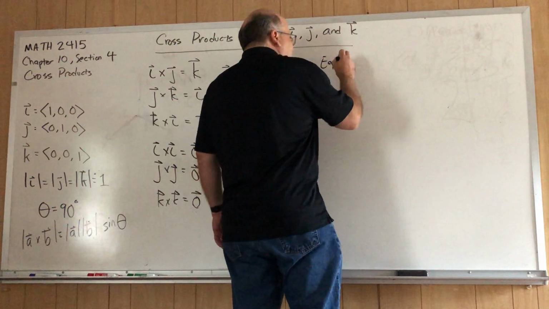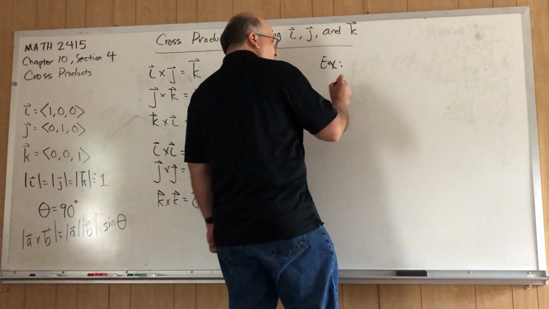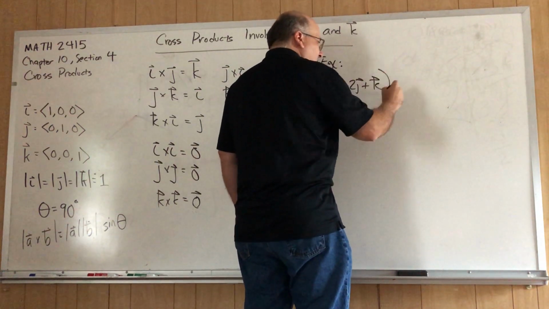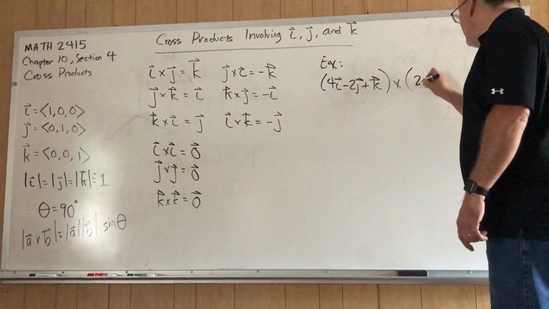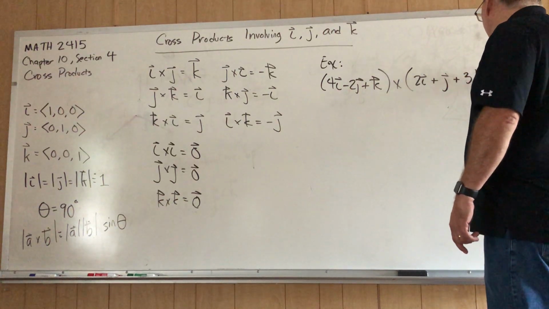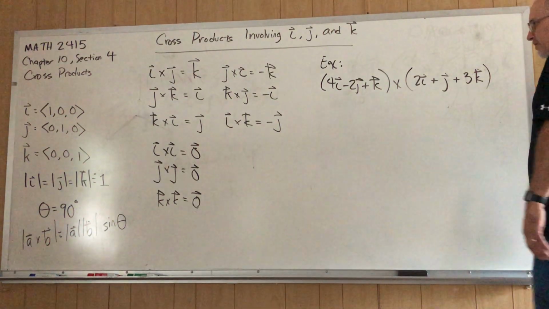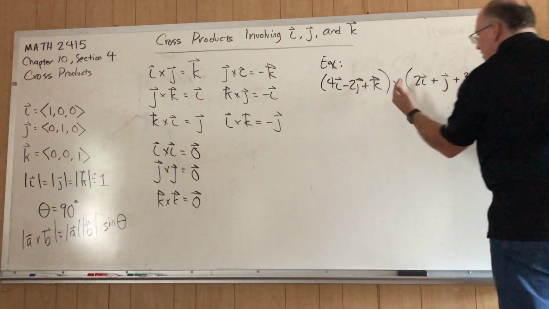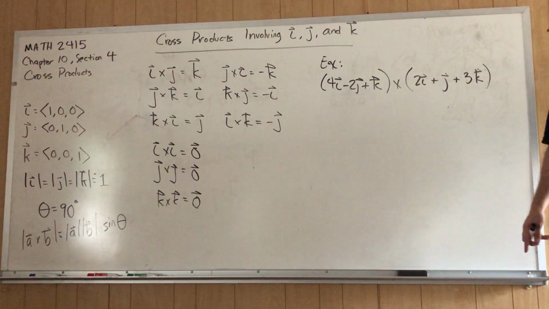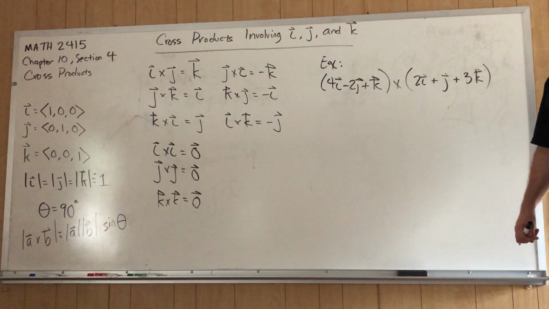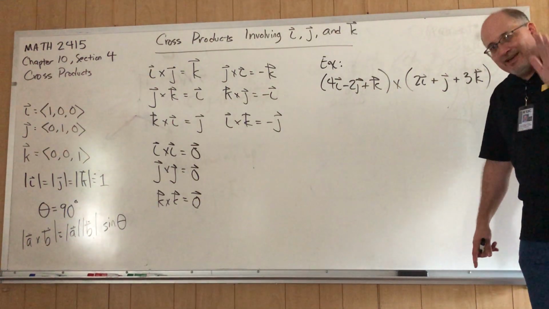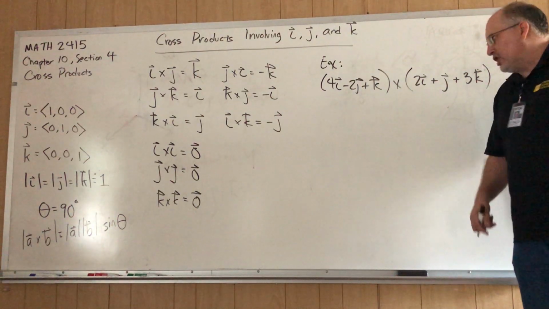For example, let's say you want to find the cross product of these two vectors: 4i minus 2j plus k cross 2i plus j plus 3k. Now I could have written this in component form: 4, negative 2, 1 cross 2, 1, 3. You can find a cross product in IJK form by simply doing the distributive property. Distribute everything over here to everything over here. Just remember, you have to maintain the correct order because cross products are not commutative.